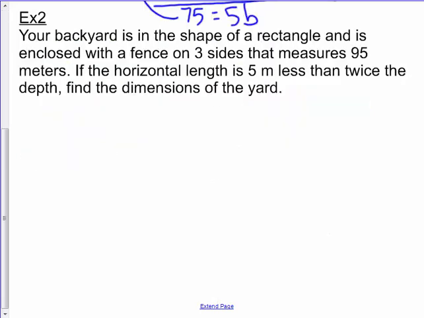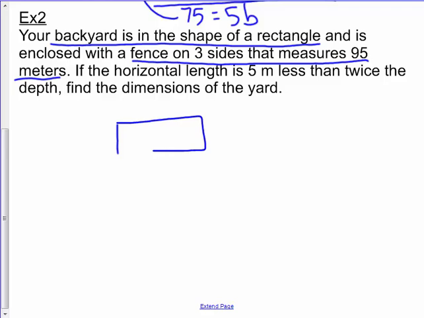In example 2, it says the backyard is in the shape of a rectangle enclosed with a fence on 3 sides that measures 95 meters around. So we draw our house. A lot of these pictures will help kind of crystallize what's happening here. So I have the back door, the windows, and here's my fence.